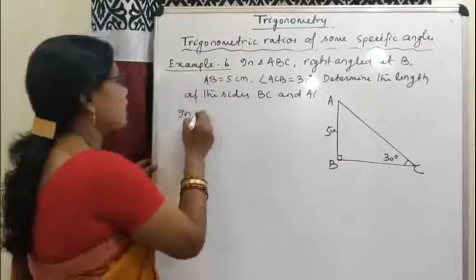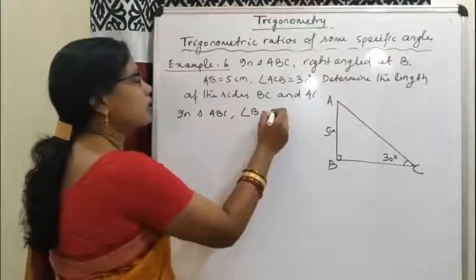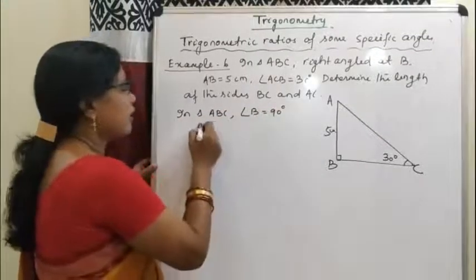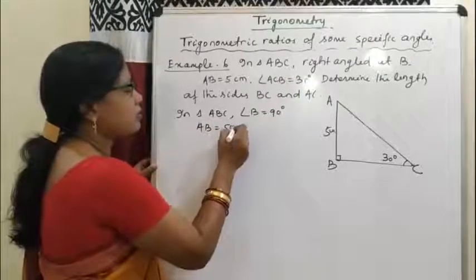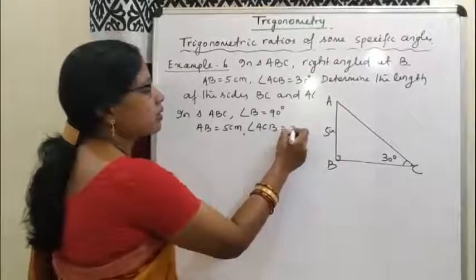So in triangle ABC, angle B is equal to 90 degree, AB is equal to 5 centimeter and angle ACB is 30 degree.